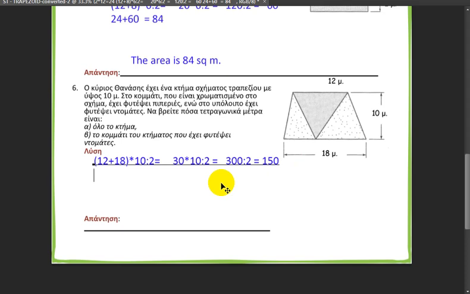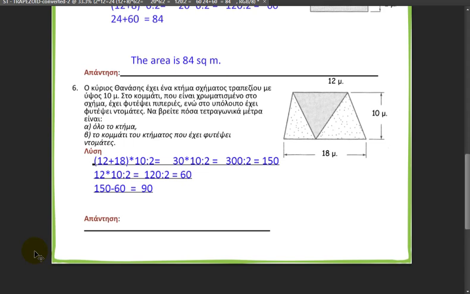Next up, to find the area that only has tomatoes, we need to subtract the area that has the peppers. So first we need to find the area that has the peppers. We're going to do that by finding the area of the triangle. So what we need to do is 12 times 10 divided by 2. 12 times 10 gives me 120. Divided by 2 makes 60. And then finally we need to do 150 minus 60, which gives us a total of 90.